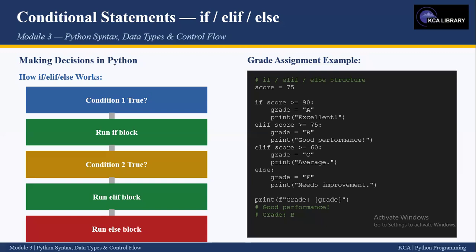So the if-else structure: score equals 25. If score is greater than or equal to 90, then grade equals A, print excellent. If score is greater than or equal to 75, grade equals B, print good performance. If score is greater than or equal to 60, grade C, print average. Else grade equals F, print needs improvement. Print F grade. Good performance, grade B.